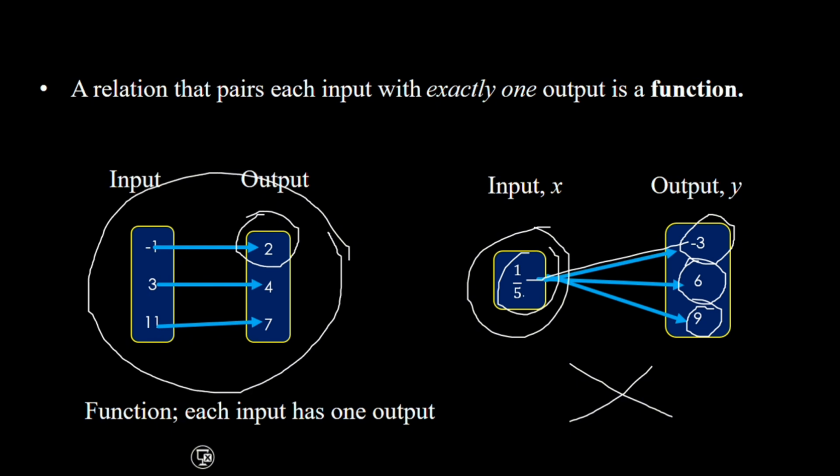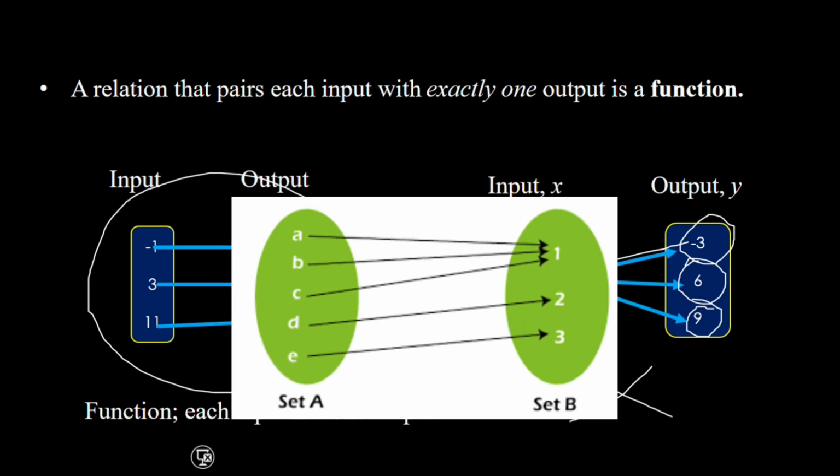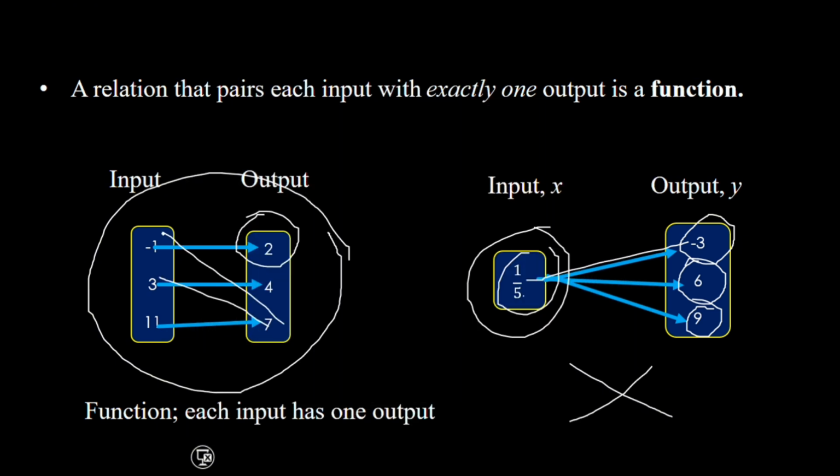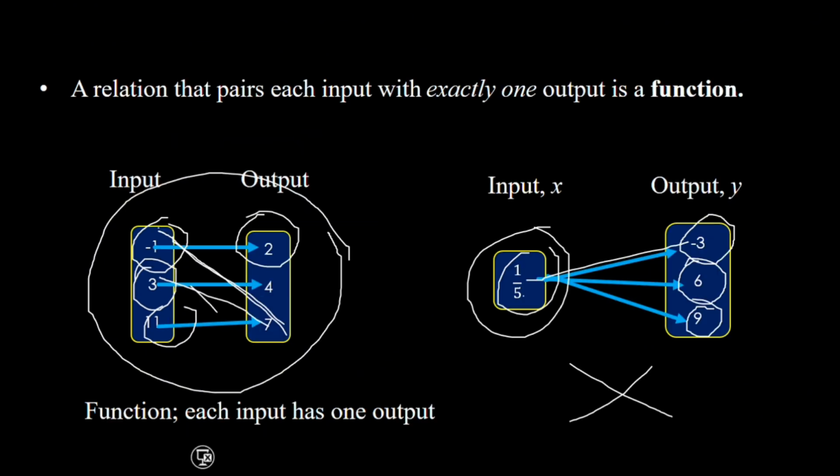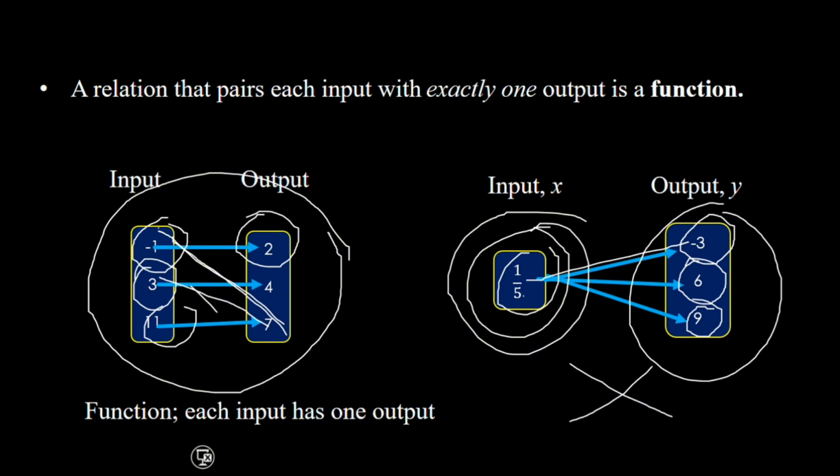In the other case, you can have an output having multiple inputs from it. This is also a function in this case, where these are related to this. Okay, this is a function. But if one input has multiple outputs, this is not a function.